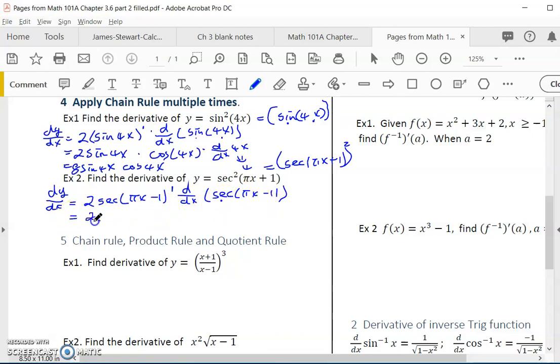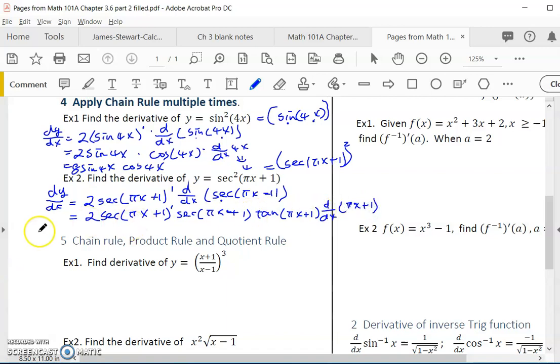So this would become 2 secant pi x plus 1 times, what is the derivative of secant of something? It is secant tangent. Secant of pi x plus 1. It is a plus 1. And then a tangent pi x plus 1. Just treat everything inside as if it is like that. And then a d dx of pi x plus 1. That is the end. The third chain.